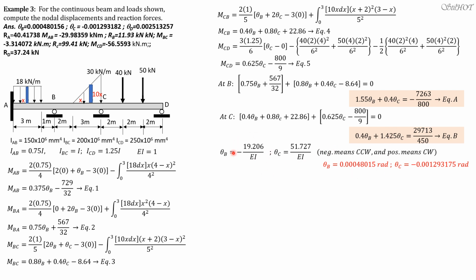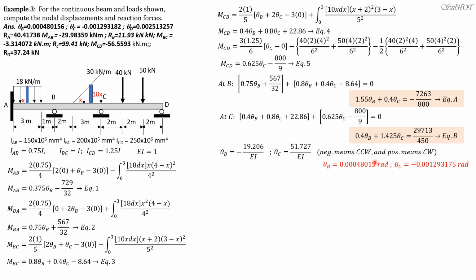That's why these are the results by slope deflections. But our answers for theta B would be based on the universal rule or global rule. So it is counterclockwise, so it is positive. So 19.206 divided by 40,000, that's the result. 51.727, it should be negative. Divided by 40,000 is negative 0.00129375 radian, or this is clockwise rotation.